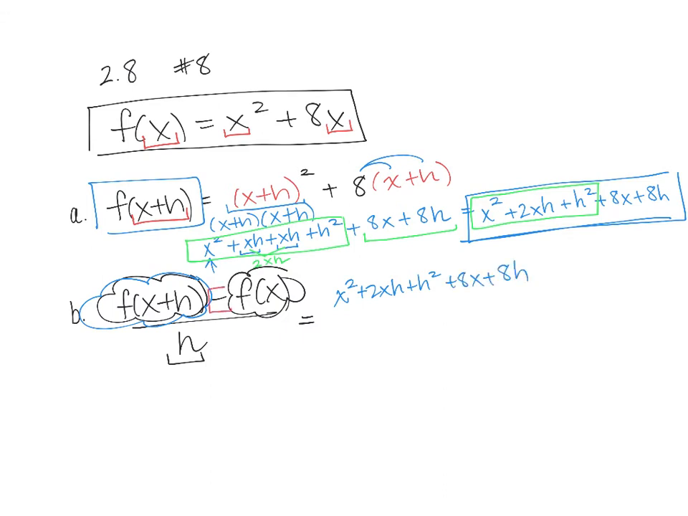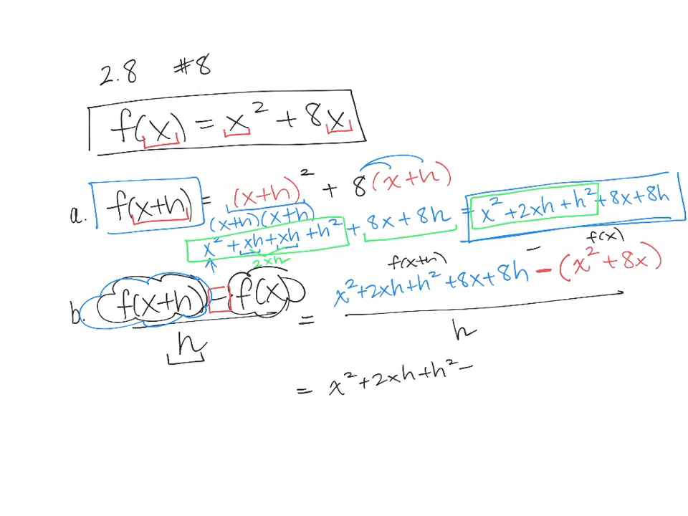And then it says minus, so I'm going to minus f of x. And this is really important. I like to put my f of x inside a parenthesis because you're minusing that whole entire chunk of stuff, which really ends up changing your signs. And then this is all over h, because that's how the problem was. So my numerator is x squared plus 2xh plus h squared plus 8x plus 8h, minus, because this is going to distribute, x squared minus 8x, all over h.